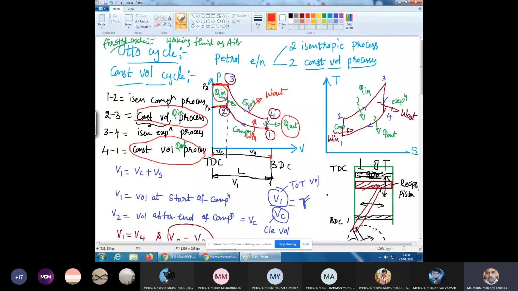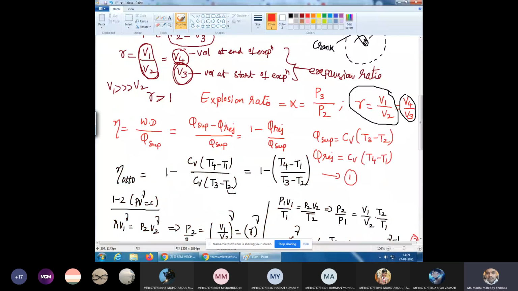As we know from the Carnot cycle, work done equals heat supplied minus heat rejected. Heat supplied takes place at constant volume, and heat rejection also takes place at constant volume. Therefore, heat supplied equals CV into (T3 minus T2), and heat rejection equals CV into (T4 minus T1). Therefore, work done equals heat supplied minus heat rejected, and efficiency is work done divided by heat supplied, which you simplify by substituting.